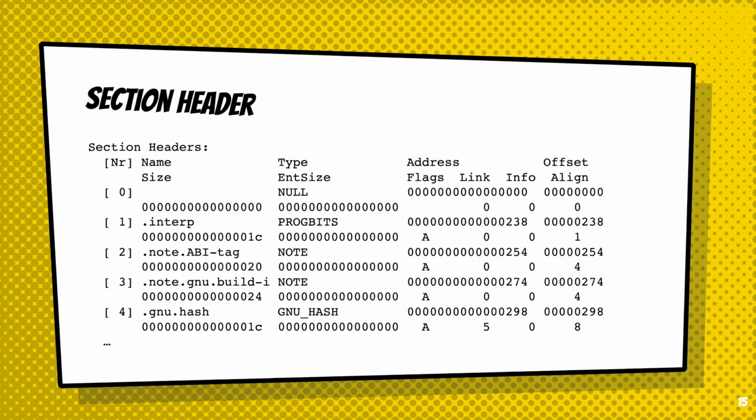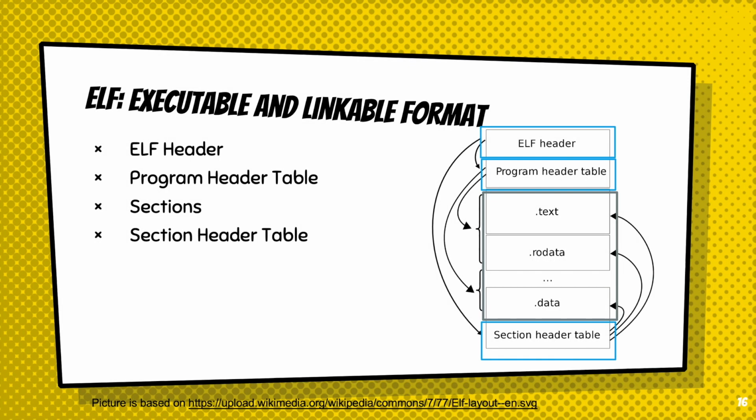Section header, on the opposite, is optional for execution but is necessary for the linkable format, because the linker needs section header information to put all relocatables together and link those symbols from each of the relocatables. Here I am showing an example of section headers. As you see, the information of section headers is very similar to that of program headers. All right, that's pretty much for the format of ELF, the executable and linkable format.